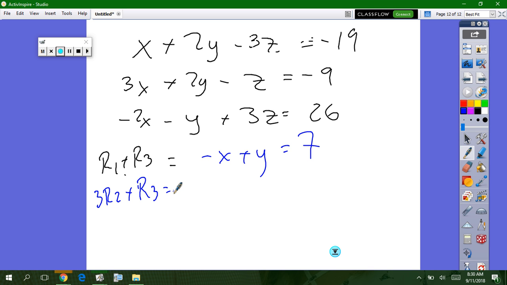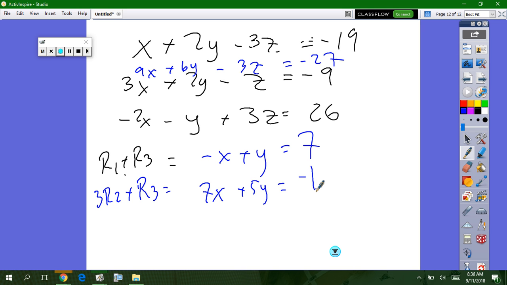Which I get really quickly, that's times by 3, so that's 9x plus 6y minus 3z equals negative 27. Everybody see what I did there? 9x minus 2x is 7x. 6y minus y, 5y. Negative 27 plus 26 is -1. Are we okay there?